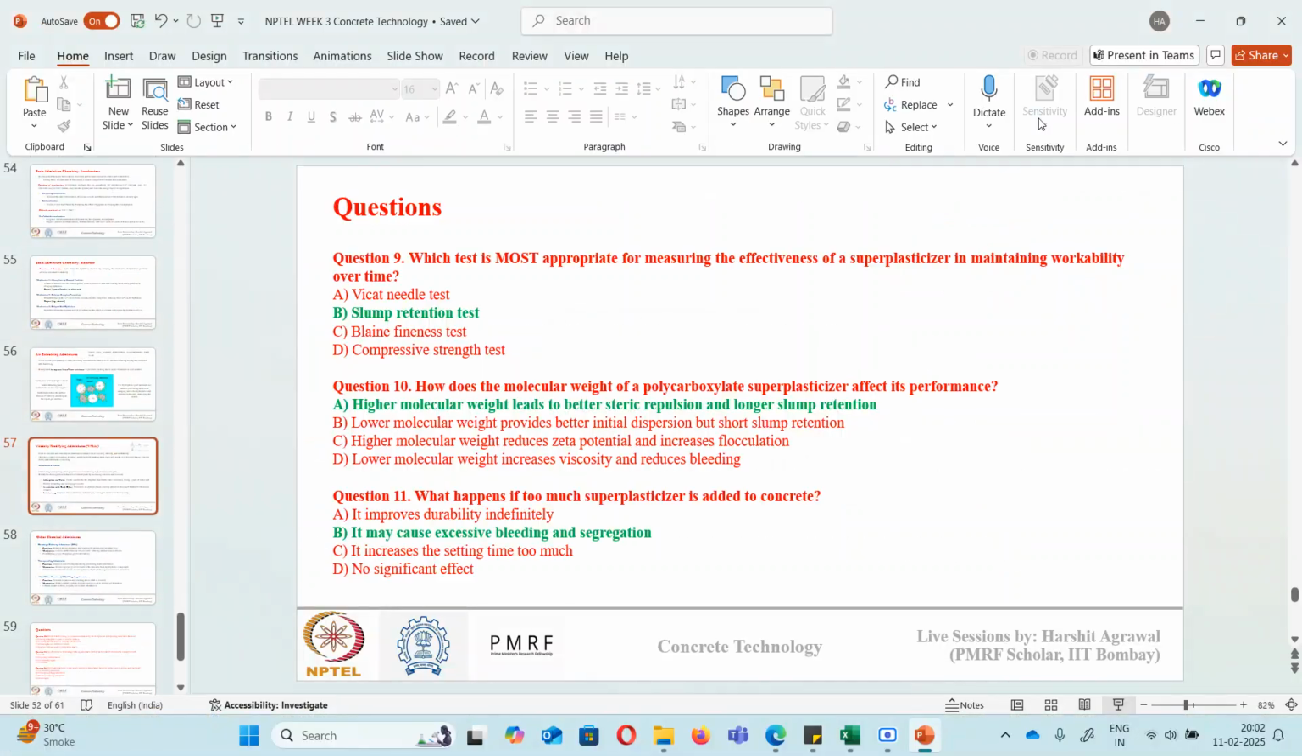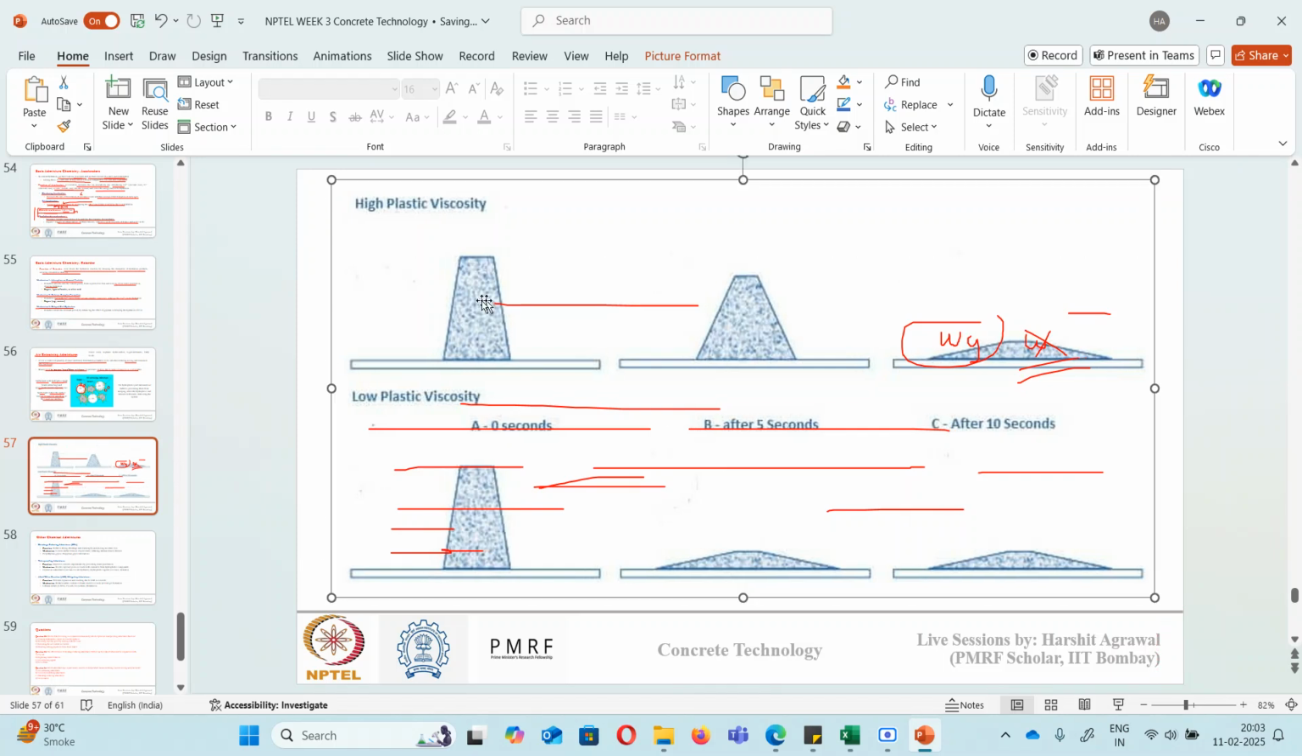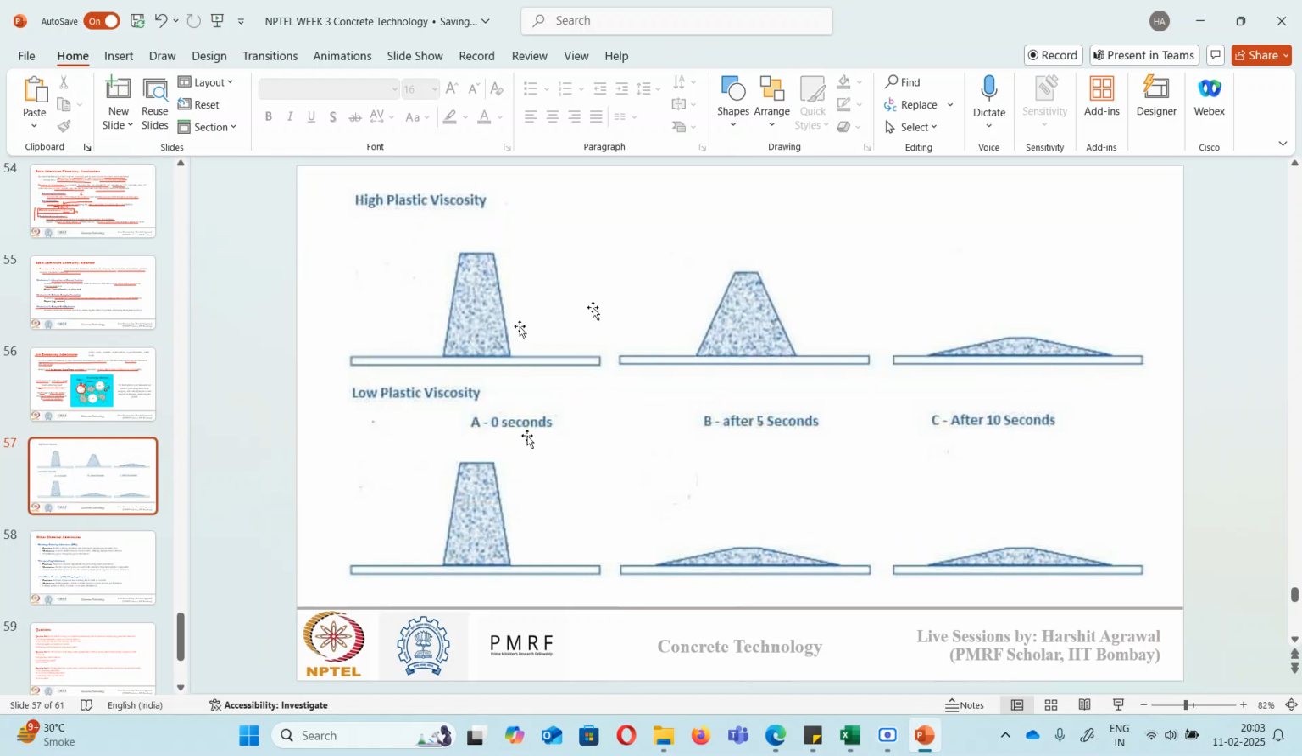If I visualize this from this diagram, you can see here. If I have no viscosity modifier, what will happen? When we do a slump test, my concrete is like this originally, but within 5 seconds, my concrete completely collapses. However, if I have a viscosity modifier, if I have a very high viscosity in my system, even after 5 seconds my slump is not collapsing, because it is a very viscous material.